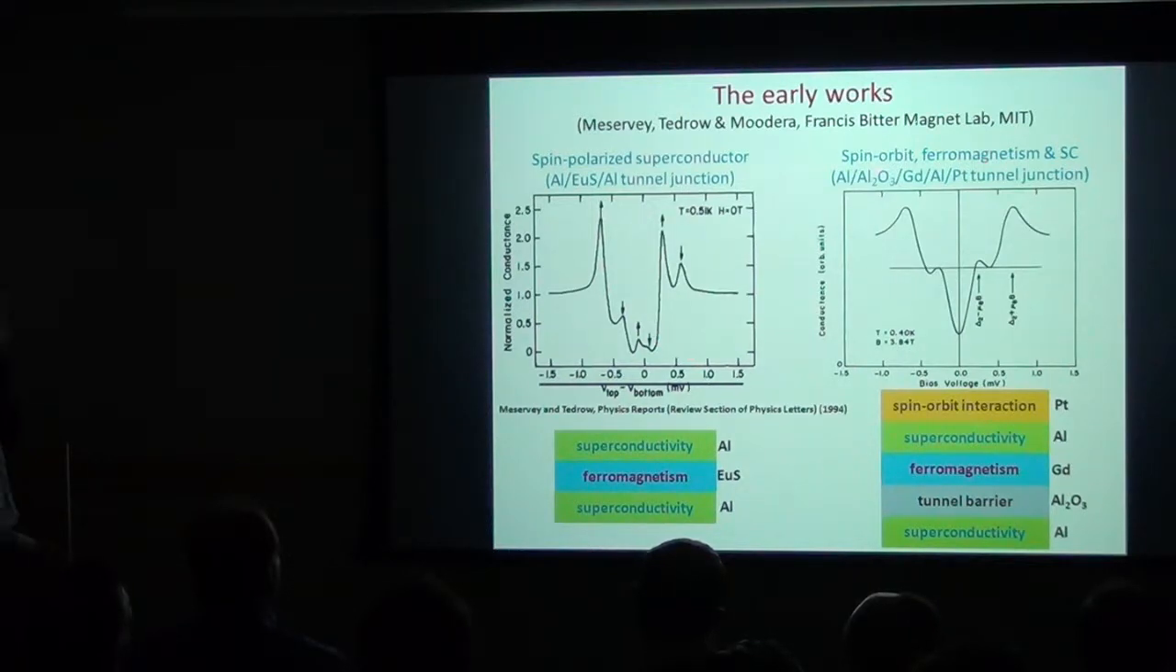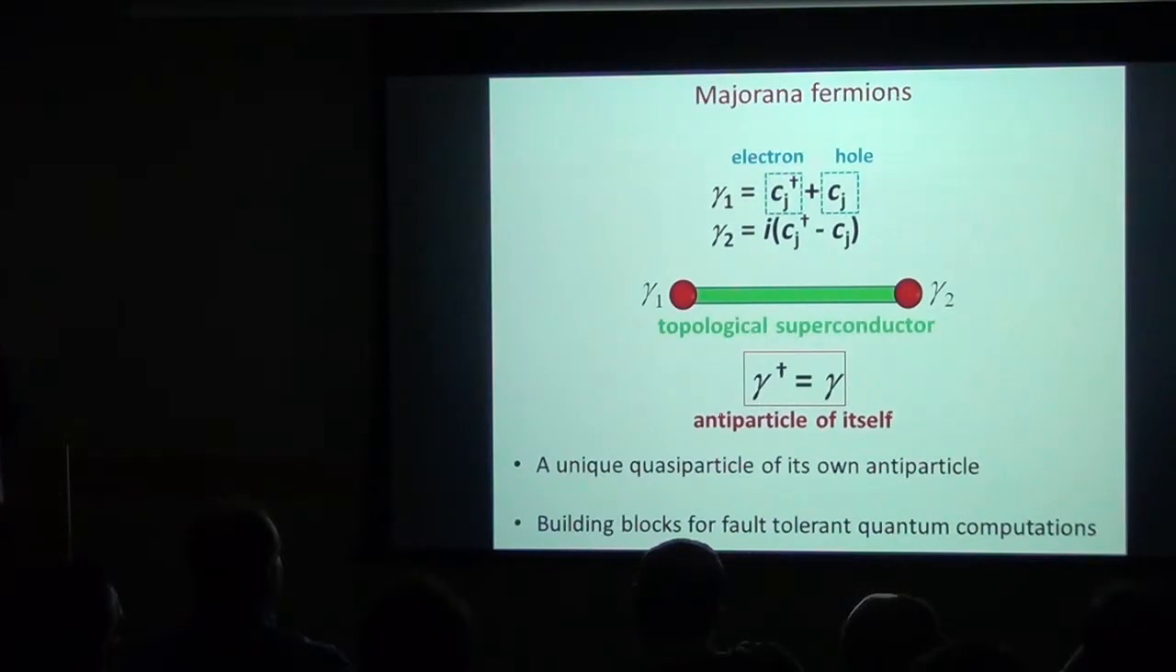There are even more advanced multilayer stacks, which combine the spin-orbit coupling from platinum, superconductivity from aluminum, and ferromagnetism from gadolinium. In this case, we can study how the spin-orbit coupling plays a role in mixing the different spin states of the quasiparticles. So based on this idea, what other novel quasiparticle can we create? I will tell you that we can use the same way to create the so-called Majorana fermion.